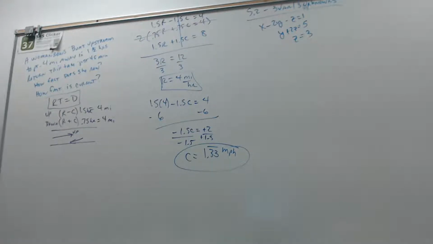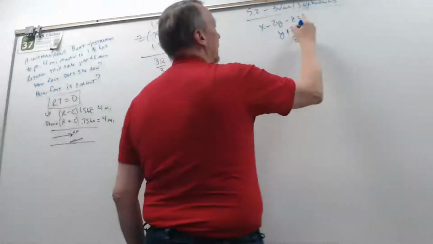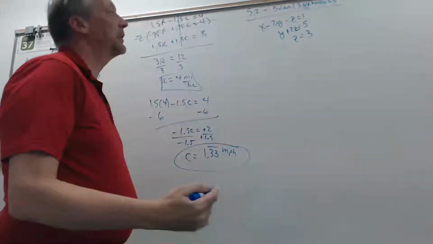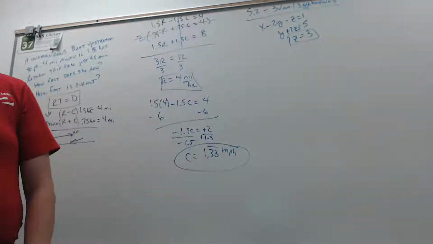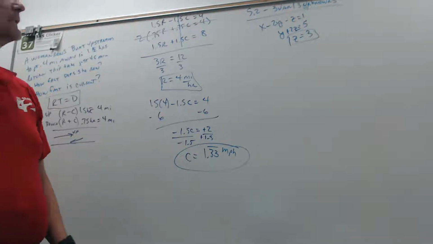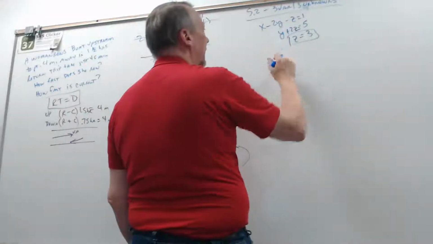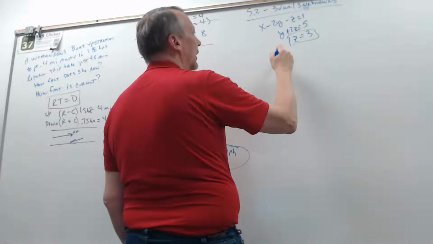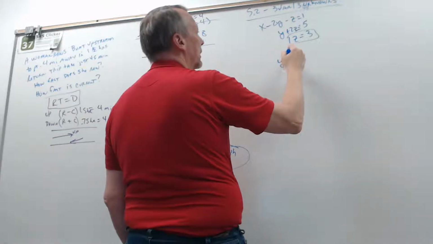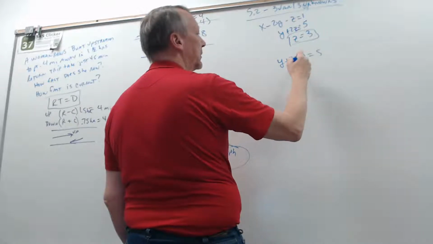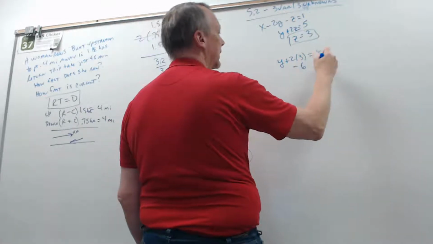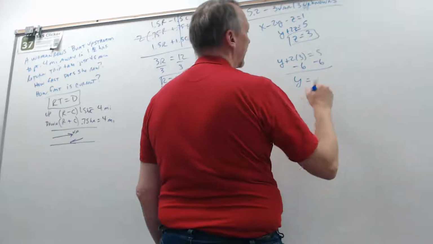Julia, must be your turn. Okay, does that middle one say y plus 2z? Yeah. Okay, so z equals 3, that was easy. Then what? Can you plug that into the other? Plug that into the second equation: y plus 2 times 3 equals 5. This is 6, right? So I'm going to subtract 6. Y equals negative 1.